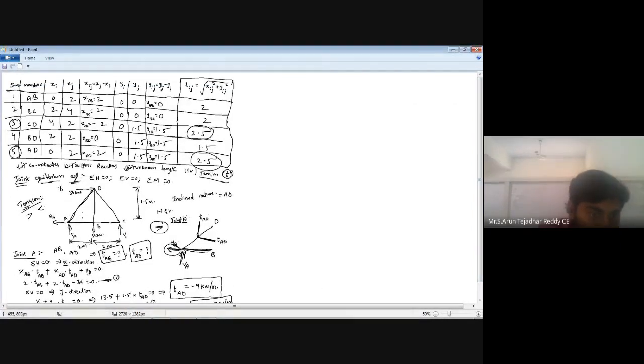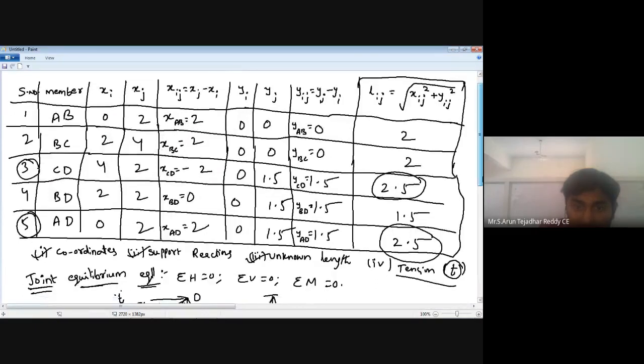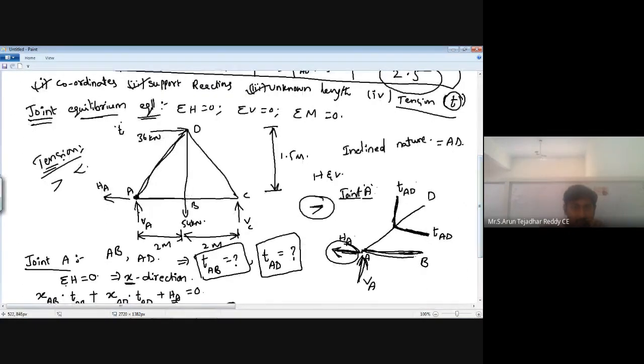Next to take other joint. See, joint A completed. Next, you can take any one joint, and based on that joint we can find the unknown member forces. Here, next, I will be considering joint B. See, this is joint B. In joint B, how many members are acting? B to A, one member. B to C, other member. B to D. Totally 3 members are acting at joint B.